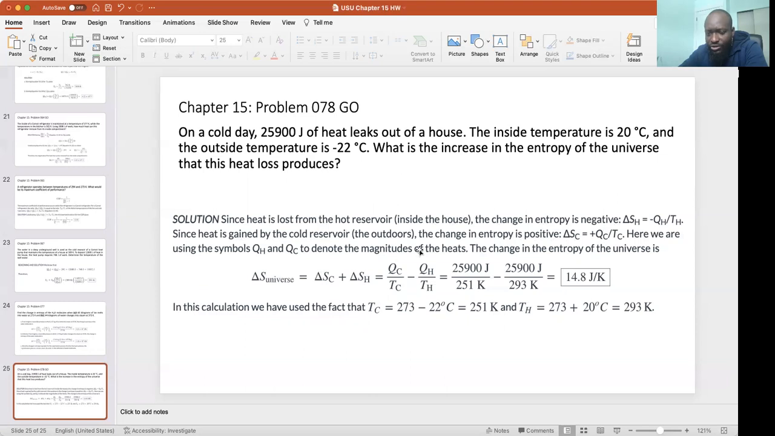So Q hot and Q cold represent the magnitude of the heat. And then the change in entropy of the universe is the sum of the changes in the cold and hot reservoirs. So QC over TC, then we have minus QH over TH, because the heat is being lost from inside the house, so we have a minus in that one. This is the key to solving the problem. So we're going to use TC in Kelvin, 273 minus 22, and then T hot, 273 plus 20. That's how we got the values we use here: 251 Kelvin for TC and 293 Kelvin for T hot. And you get this answer.